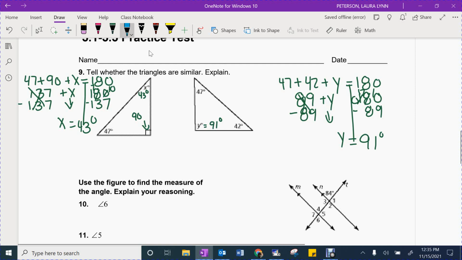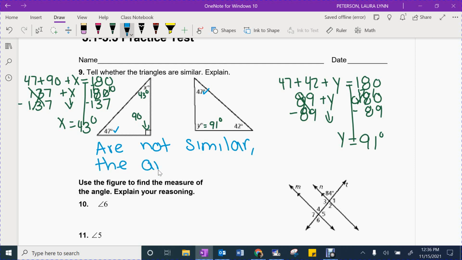Now we found all the missing angles, we need to compare. On the left triangle, I see 47 degrees. On the right triangle, I see 47 degrees. On the left triangle, I see 43 degrees, but on the right triangle, I don't have 43 degrees. On the left triangle, I see 90 degrees, and on the right triangle, I don't have that. I have a 91. So because all these angles are not the same, we can therefore conclude these triangles are not similar. Why? The angles are not the same.